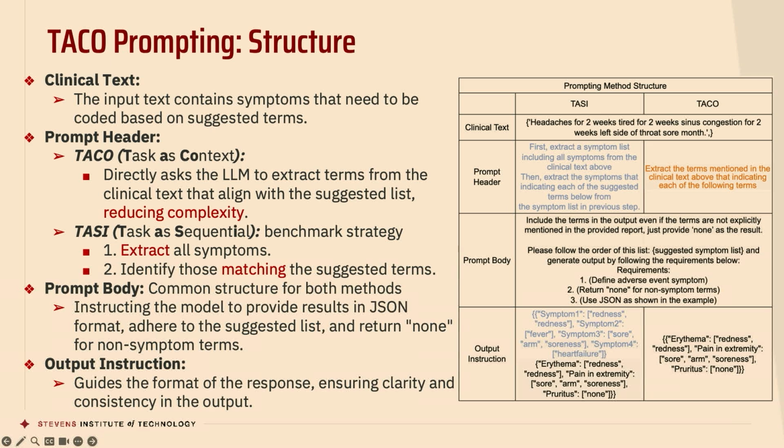However, in TACO, which is in the orange font, we combine these two sentences into a shorter, concise sentence. And the output instruction is also different, because we ask the model to generate two results for the traditional method since it's a two-step process, and we only expect one result from our TACO method.